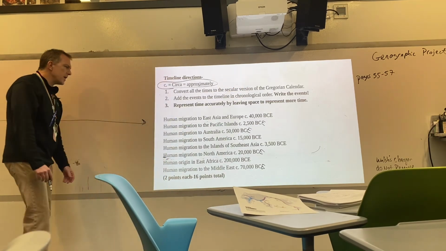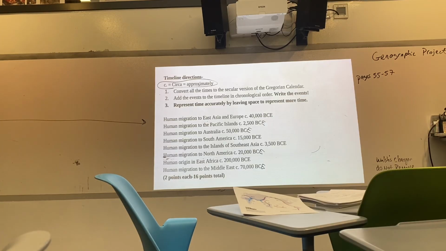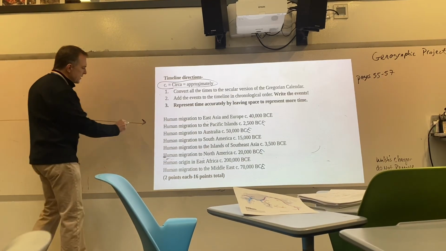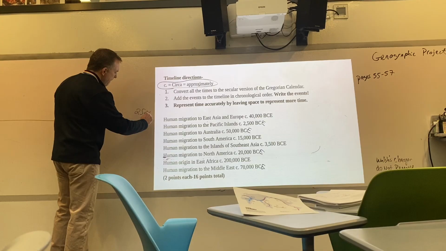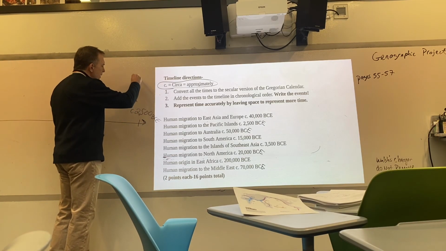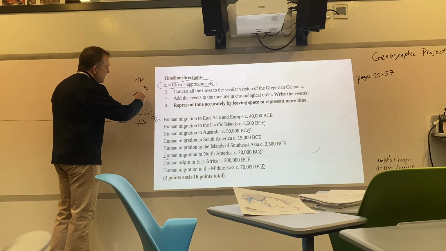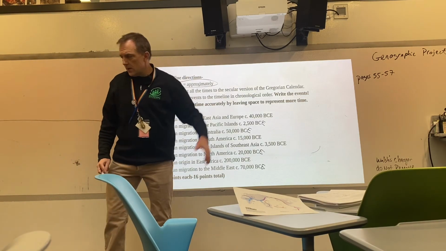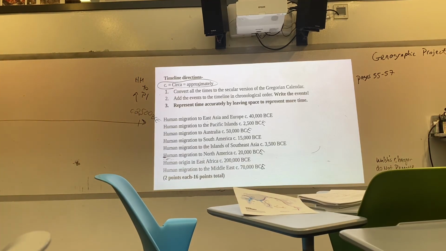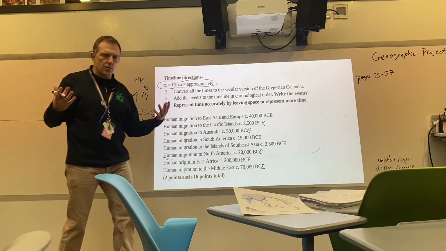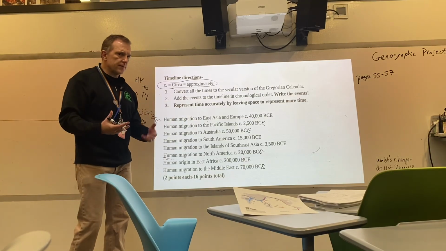Okay? Then, now we need to add the events, and we got to think about space. Okay? So the best way to do that is add the oldest event, 200,000 BCE, circa. And then our most recent event, 2,500 BCE. Okay, this is human migration to Pacific Islands, one we just talked about. This is human origin in East Africa. We just looked at it on the map, right?